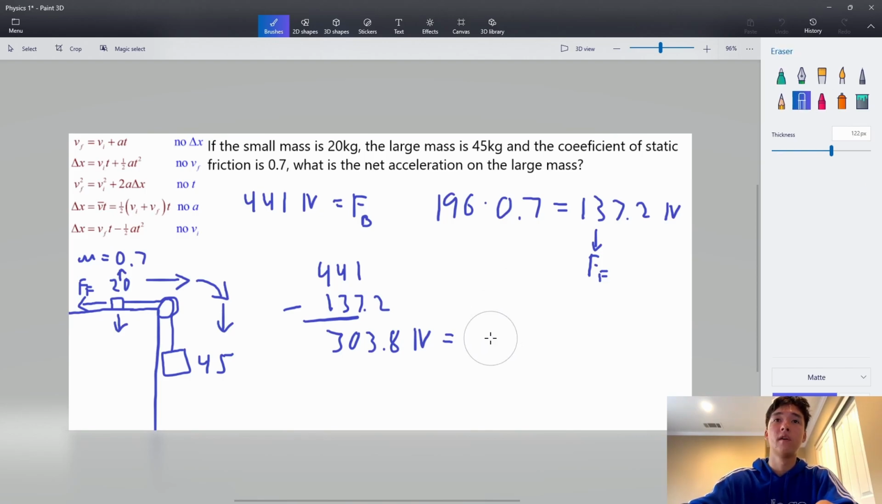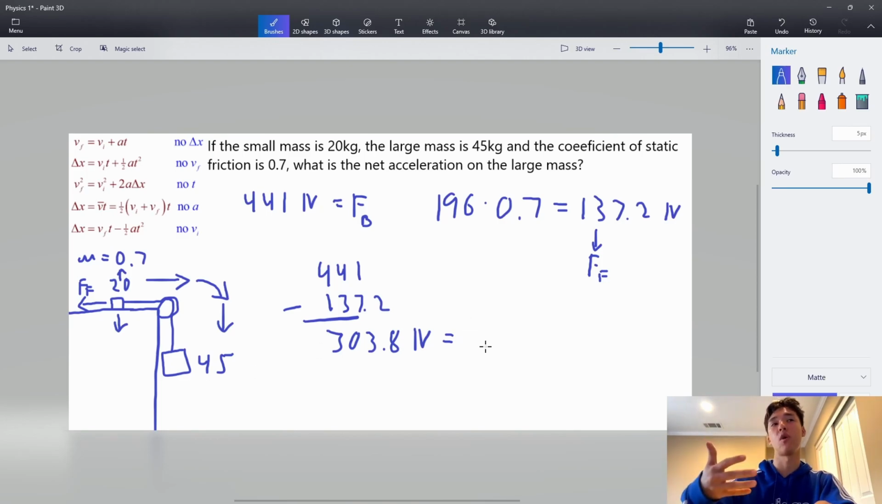So it says the large mass, so you want to put 45 as the mass, right? That's what you want to do. But like the last pulley problem, this 45 is dragging this 20 as well. So no matter what, we're adding those masses because they're going together, because they're connected by a rope.